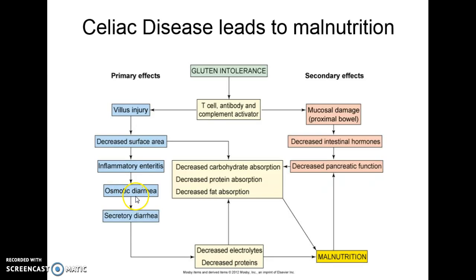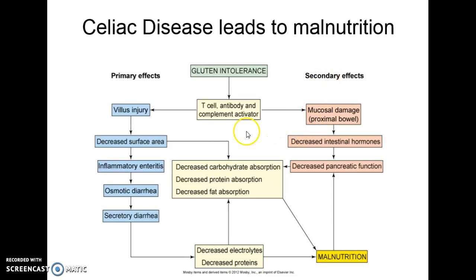You have osmotic diarrhea, which leads to secretory diarrhea, just almost pure liquid being drained from the individual. And in the end, you have decreased electrolytes, decreased proteins, leading to malnutrition. All right, decreased surface area within the small intestine. You have decreased carbohydrate absorption, decreased protein absorption, decreased fat absorption, which leads to malnutrition.